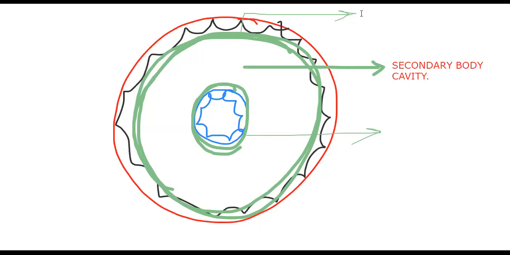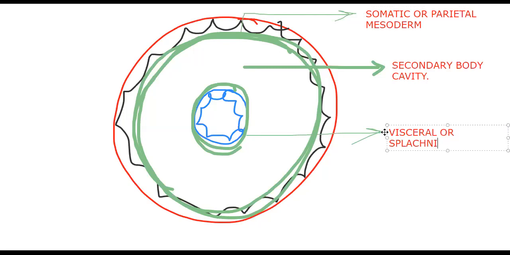We have some names for that mesoderm. Somatic or parietal mesoderm. The mesoderm which reaches towards the ectoderm side is called somatic or parietal mesoderm. And the mesoderm which reaches towards the endoderm, the green line, is called visceral or splanchnic mesoderm. To be remembered even for the second year, these areas will come. Okay, so this is the embryo.